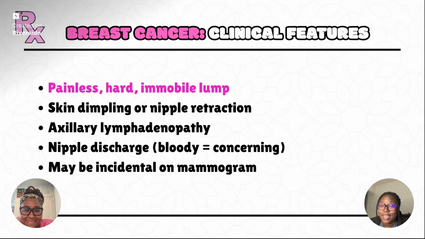You can also have some axillary lymphadenopathy. I'm so sorry, guys, my tongue is tied. Some axillary lymphadenopathy, and that's because the cancer cells are now going into your lymph nodes, and the closest lymph nodes to the breast are the axillary lymph nodes. And then you can have some nipple discharge. If you have bloody nipple discharge, that's always concerning.